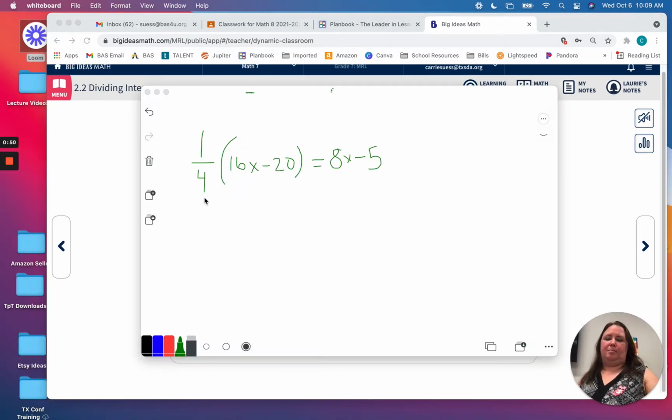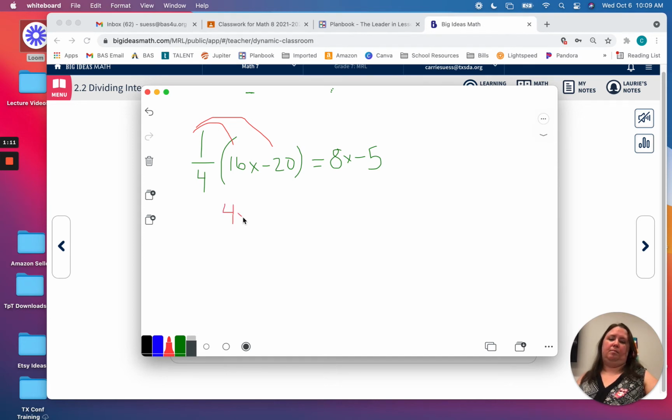Okay, so let's do this warm-up together, because you guys need to know how to do this, not just guess. All right, so what is our first step here, Josh? Distribute. Yes, so we're going to do the 1/4 times the 16 and the 1/4 times the negative 20. What's 1/4 of 16? 4x. Yep, and what's 1/4 of negative 20? Negative 5. Okay, so then I'm left with 8x minus 5. Okay, and then we need to move things so they're all on the same side. Josh? You would add 5 to both sides.